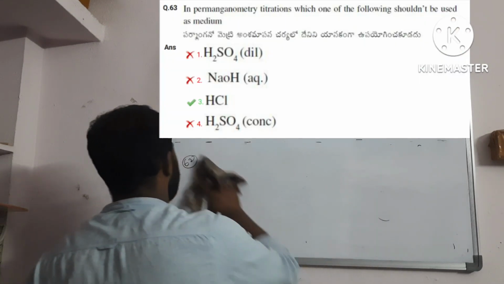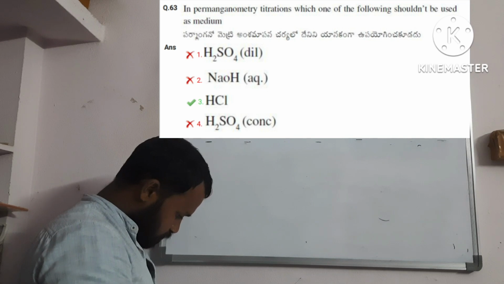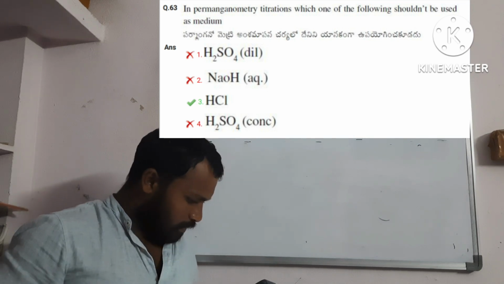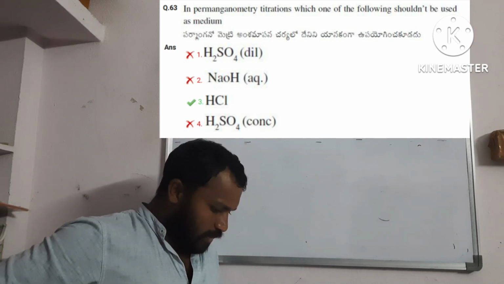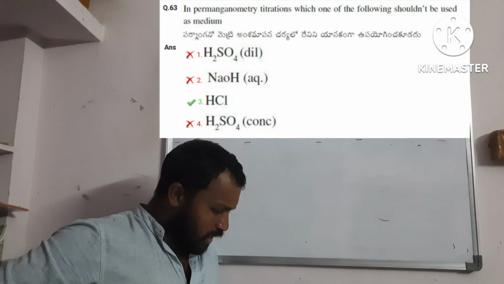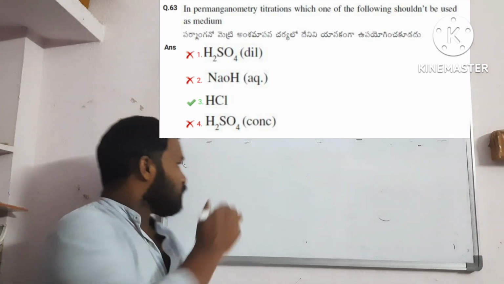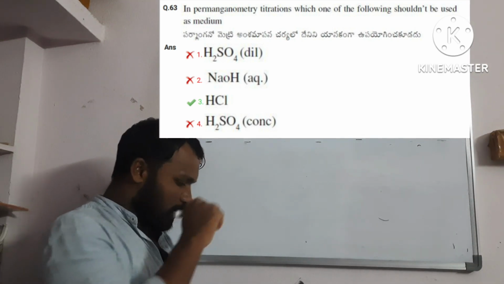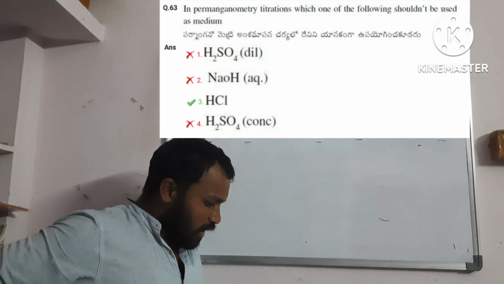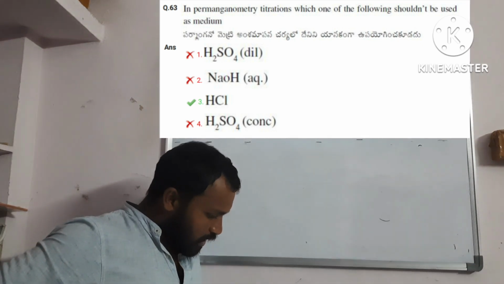Next, question number 63. In permanganometry titrations, which one of the following should not be used as medium? So that is question number 63. Which is not a medium means HCl is not used in the medium. This is from the analytical topic.